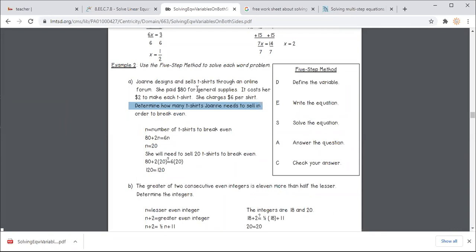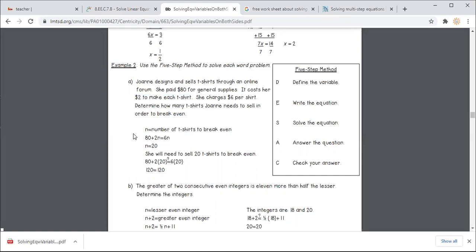For general, $80. It costs her $2 to make each t-shirt. So till this part we have a left side. Then she paid 80 plus 2n, because $2 to make each t-shirt. She charged $6 per t-shirt.